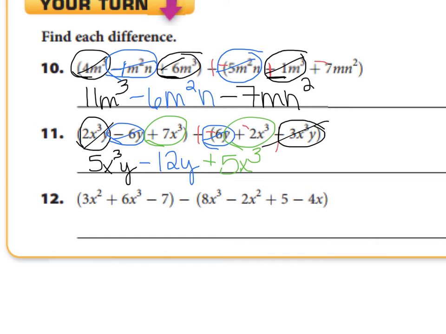13. So plus, negative, and plus. Just making sure all signs become the opposite in the second parenthesis. So I first see a 3x squared. Here's another x squared. 3 plus 2 is 5.